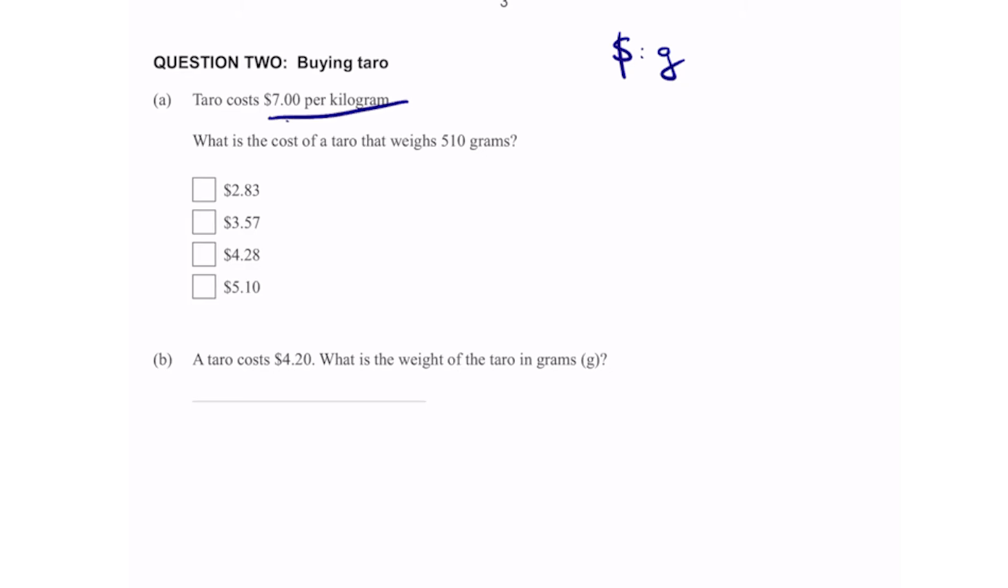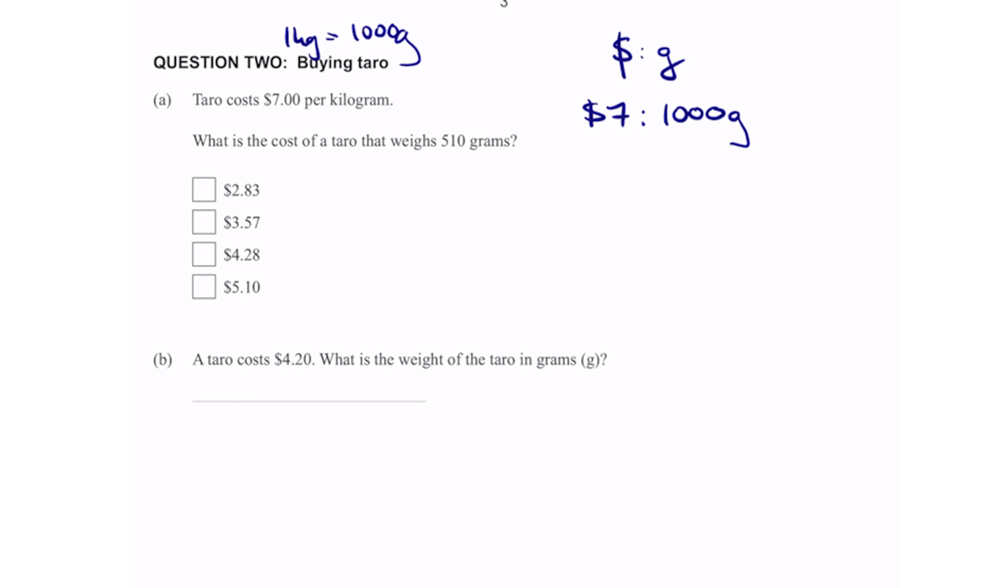Our ratio in this case, or our per keyword, is in this sentence here. So this is our ratio or our rate. So how many dollars? $7. And that's relative to 1 kilogram. And also note that 1 kg is the same as 1,000 grams. So this is 7 to 1,000. So $7 to 1,000 grams.